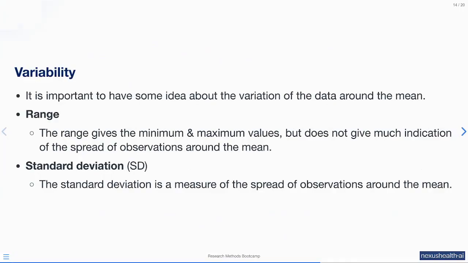It is important to have some idea about how the data varies around the mean, and for that we use measures of variability. The range gives us the minimum and the maximum values, but does not give us much information about how the values are spread between the lowest value and the highest value, and tells us nothing about how these values are spread around the mean. The standard deviation, on the other hand, is a measure of the spread of observations around the mean.